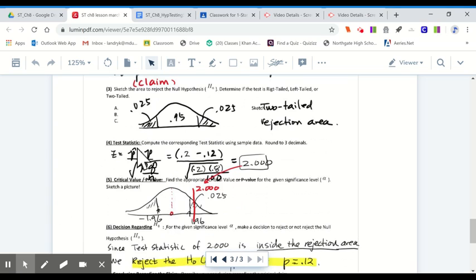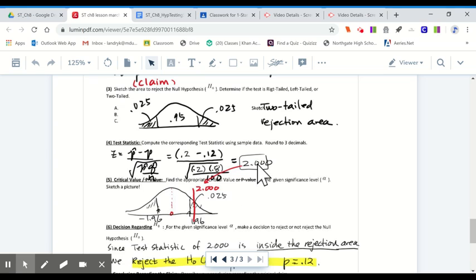And the test statistic, plug in all the numbers, 0.2 minus 0.12. Do not mix up these two. It's p hat minus 0.12 divided by this, and I get 2.000. That is my test statistic.